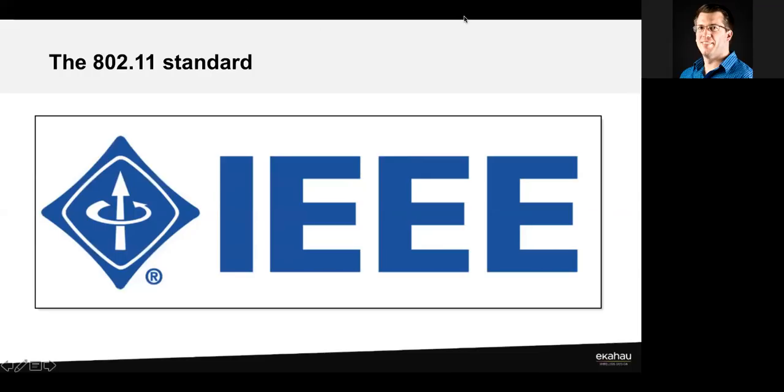And in terms of Wi-Fi, they basically helped form the 802.11 standard back in 1997, and since then all of the amendments and improvements and updates that have happened to that standard have been done through 802.11 working groups through the IEEE.